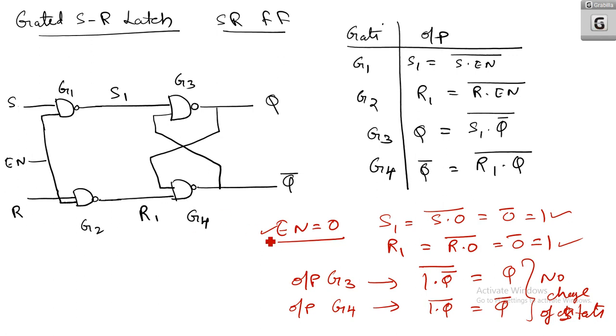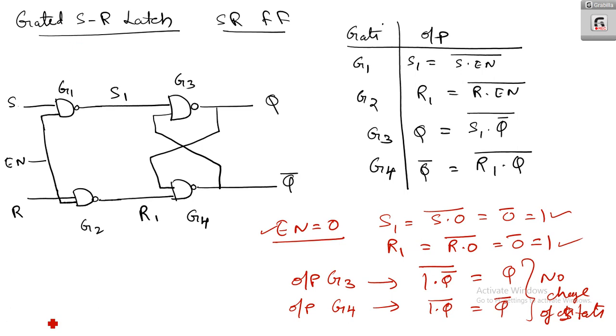Now we will take one more case with enable is equal to 0, and I am keeping S0 is equal to 1 and R0 is equal to 1. Now see, here one more inference we can take. Whatever is the value of S or R, when enable is equal to 0, you will get S1 and R1 equal to 1 only. That means the output is not dependent on S and R.